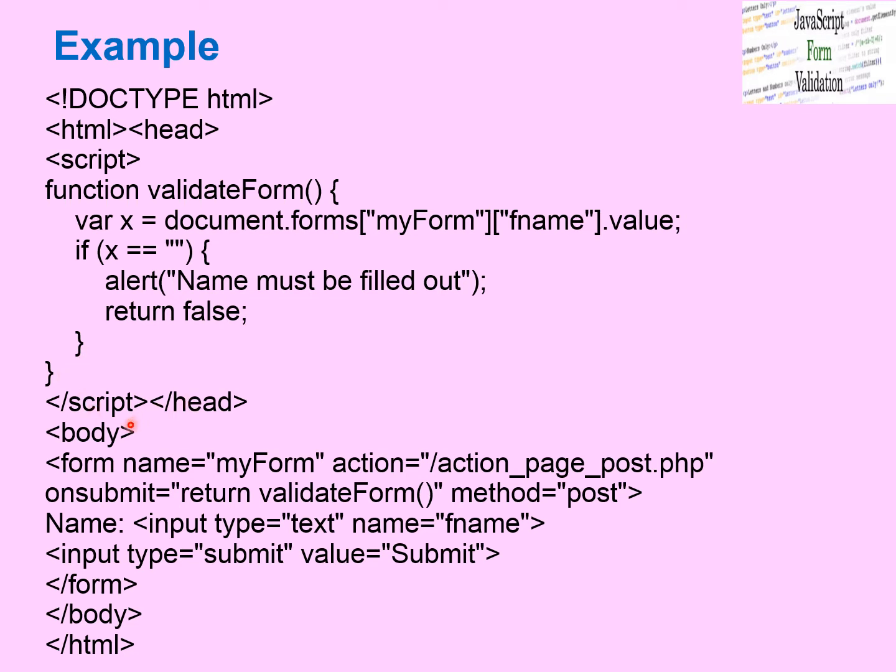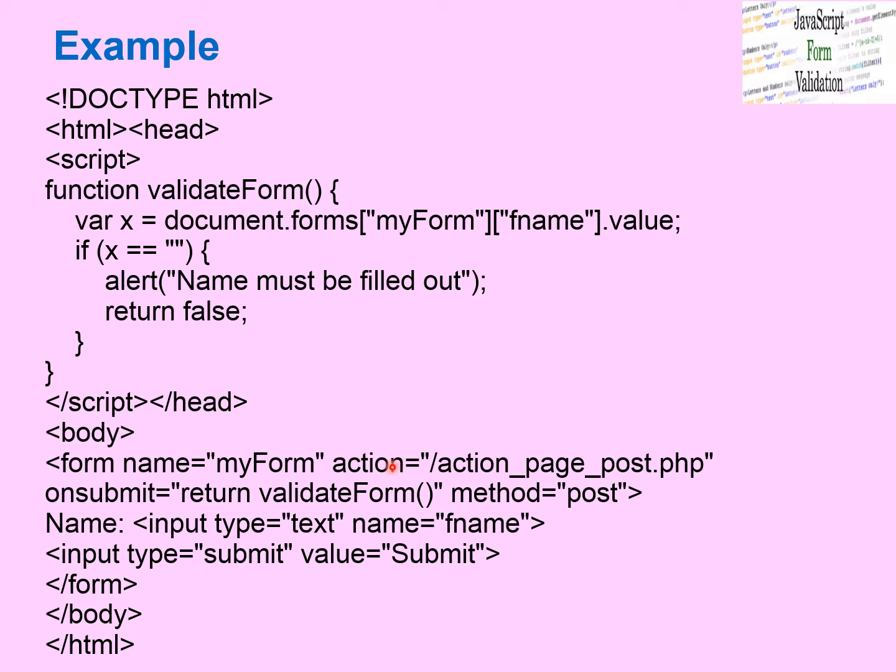Then in the body, a form is created. The name of the form is myForm. Action is equal to action_page_post.php. onsubmit is equal to return validateForm(). Method is equal to post. So here in the body of the corresponding HTML web page, a form is created. The name of the form is myForm.